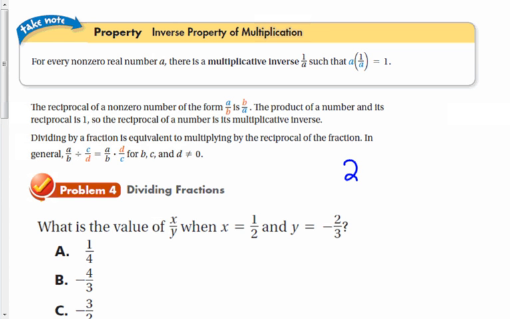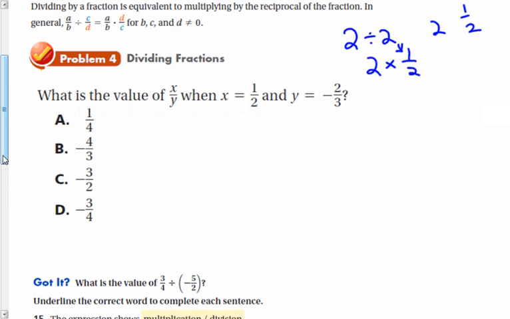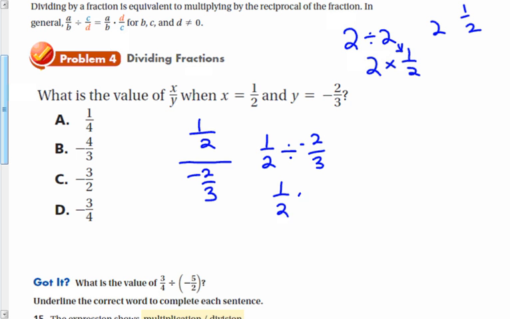And just so you get a feel for why that's true, dividing by 2 means I'm splitting it up into 2 parts. Well, another way I can split something up into 2 parts is to multiply by a half. And so dividing by 2 is the same as multiplying by 1/2, and 2 and 1/2 are reciprocals. All right, so we want to do 1/2 divided by negative 2/3, and we could also write it this way.